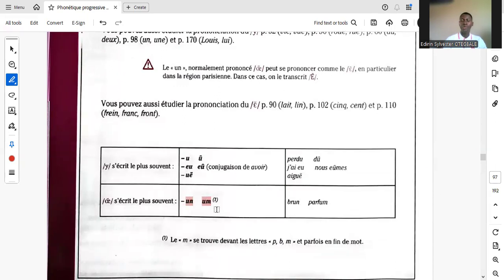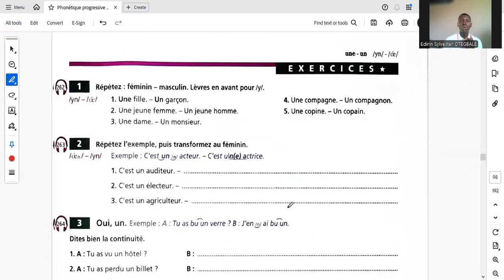UN and UM. Mind you, for you to have all these nasals put together, another vowel must not come after the M or N. When another vowel comes after it, like in initiation, it cannot be nasal. Any other vowel that comes after them, we denasalize the vowel sound. So take note of it. We have brun, we have parfum. Brun, parfum. So that is the sound un in this context.